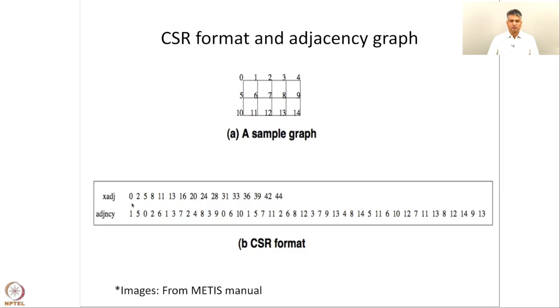Similarly, if you keep on going over here, you can reconstruct this whole graph just using these two vectors. So this reduces my data consumption dramatically from n square to n plus 1 plus 2m.